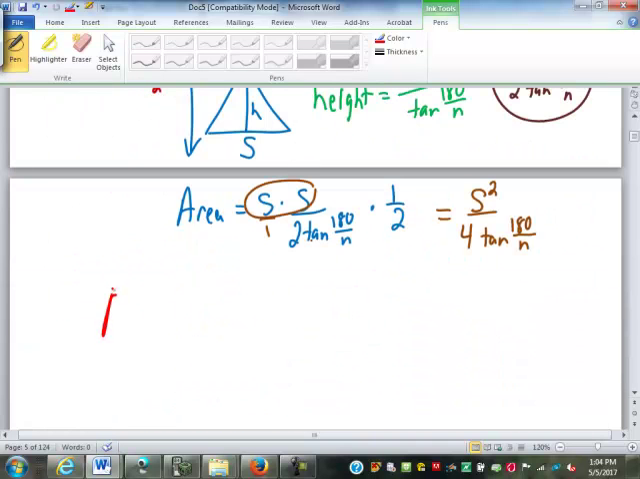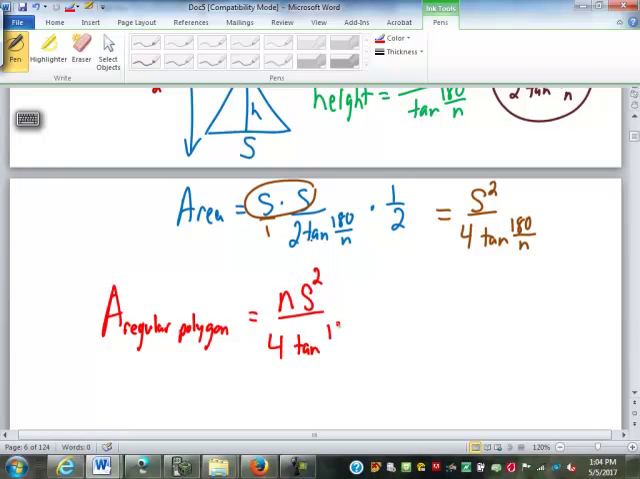So the area of that regular polygon is n, the number of sides, times s squared. Some formulas put L squared for the length of the side instead of S squared, over 4 times the tangent of 180 over n.